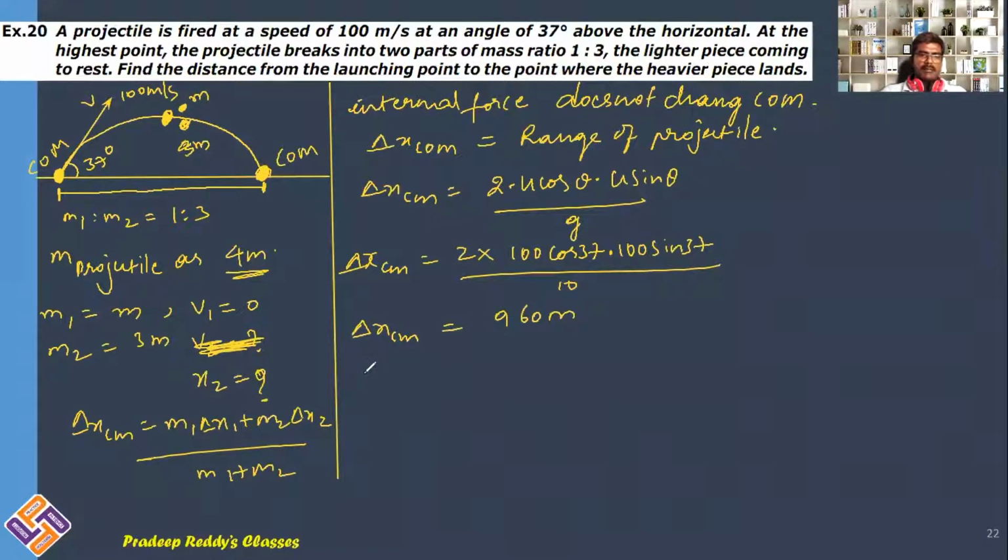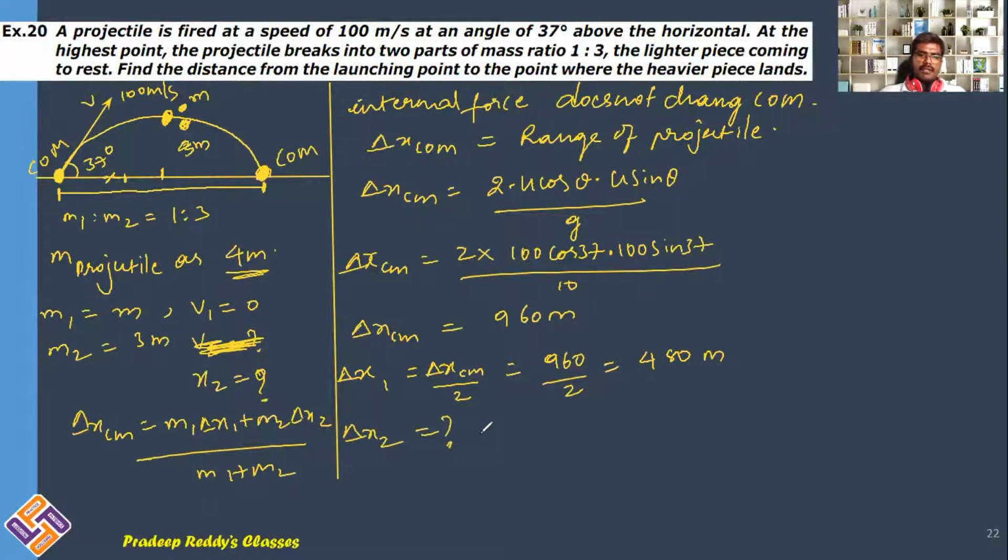And the first mass, it is coming to the highest point, which is half of the range, that becomes x1. So delta x1 will be equal to delta xcm divided by 2, which is equal to 960 divided by 2, that is equal to 480 meter. So the first mass coming to the highest point, it breaks and comes to rest. So the displacement of the first mass, the smaller mass, is 480 meter. I want to now find out delta x2.